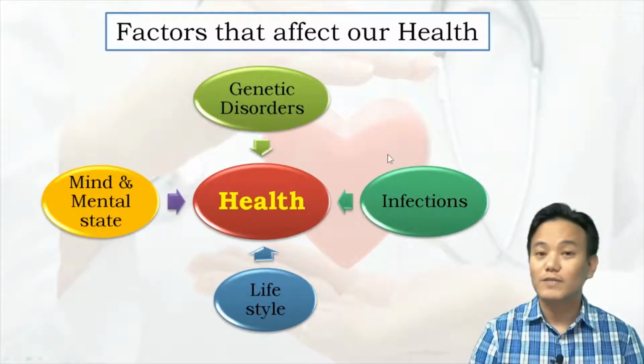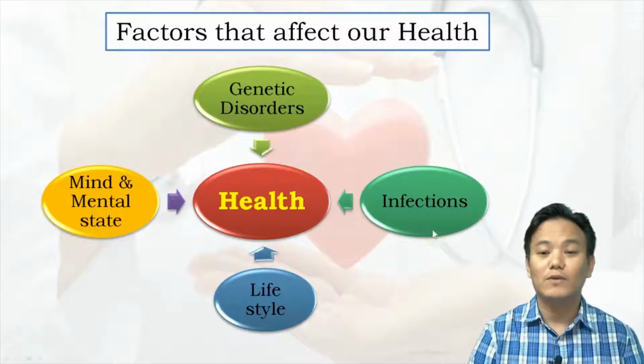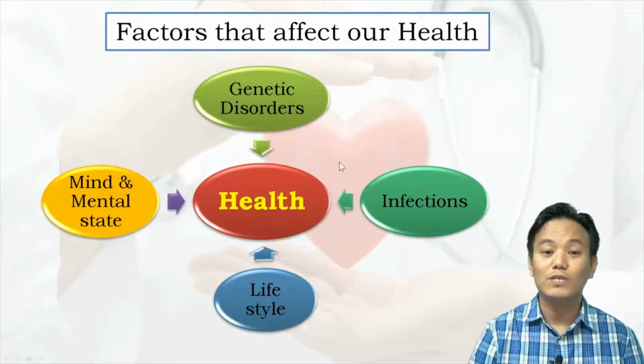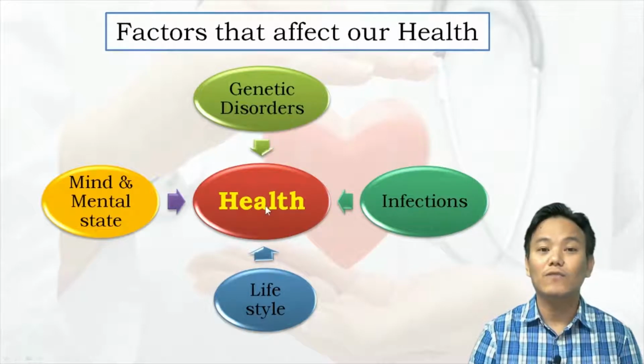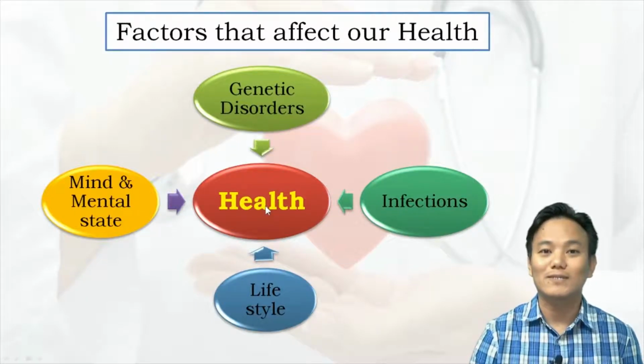So there are various kinds of organisms. We will be studying about that later on. So there are various kinds of organisms which interfere with the proper functioning of our body system, right? And that causes diseases. And diseases, they negatively affect human health. And then we have lifestyle.